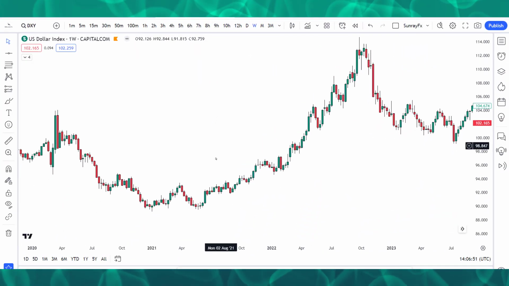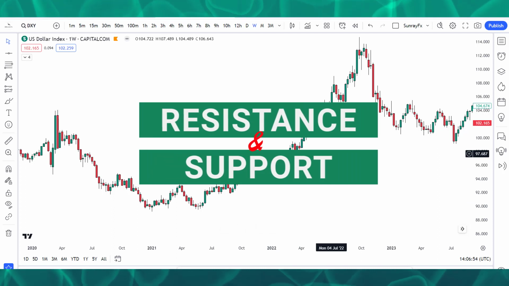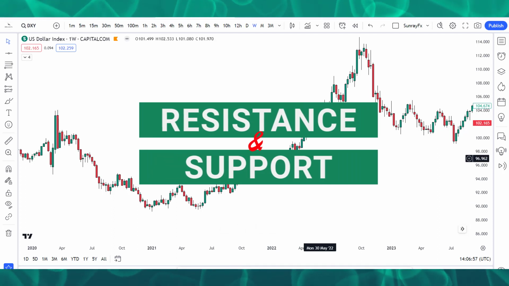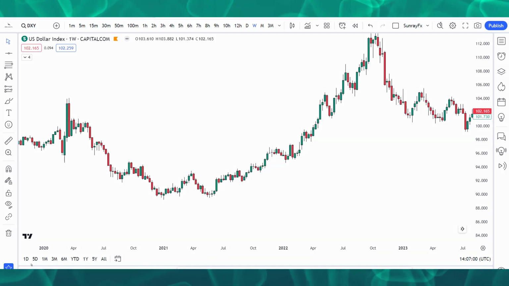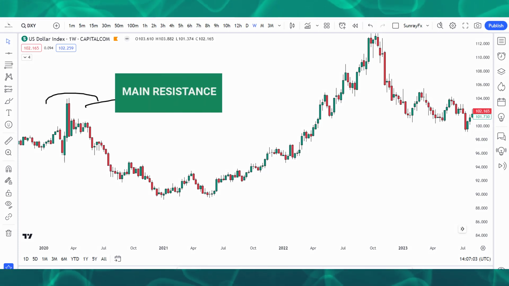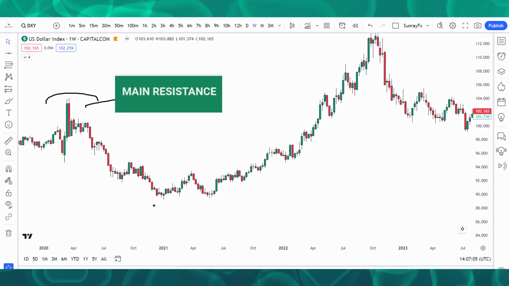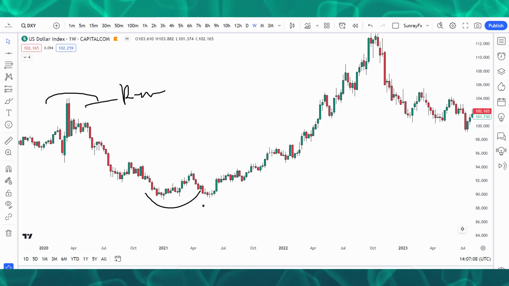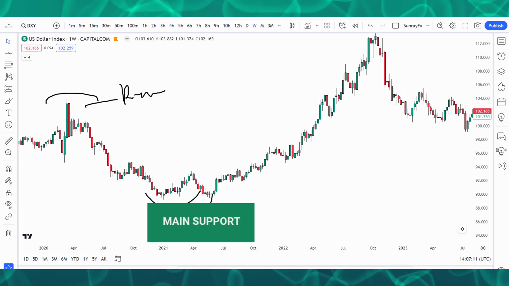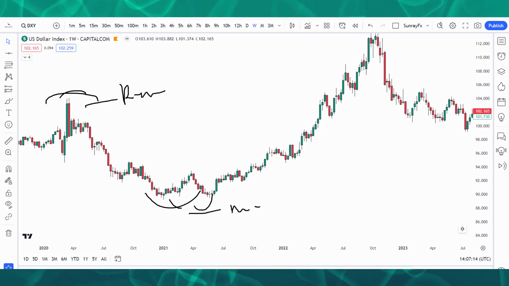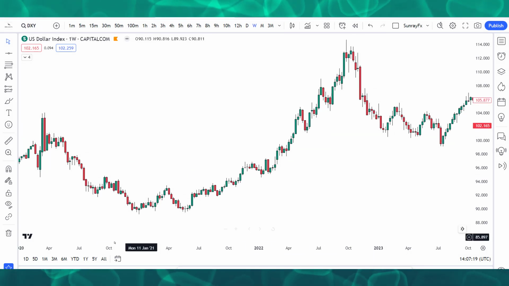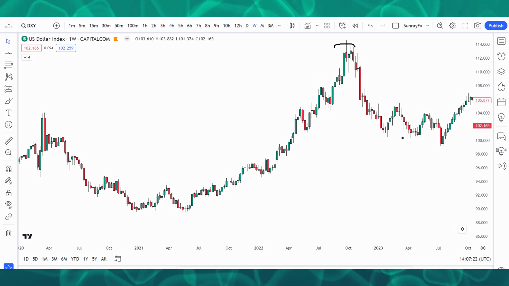Today I want to show you how to trade support and resistance like a pro, and how to spot support and resistance like a pro. If the market goes up and then at a particular level comes down, that place is called resistance. That's called main resistance. And when the market comes down to a particular level and goes back to the upside, that place is called main support. So we have the main resistance and main support here, and then we also have a main resistance right here, and a main support right here.